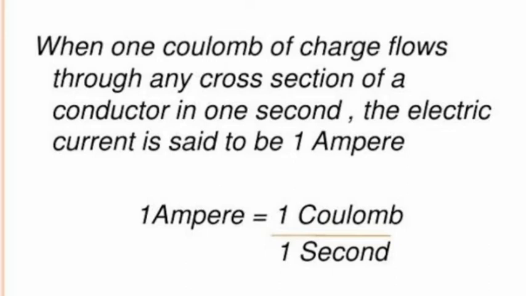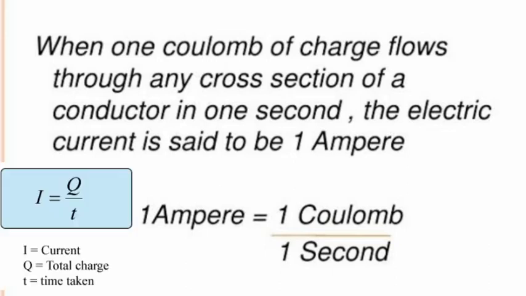We already learned the equation for electric current, I equals Q by t, the charge divided by time. In order to obtain the current as 1 ampere, the charge Q should be 1 and the time should also be 1 second. So 1 ampere equals 1 coulomb divided by 1 second. That means if 1 coulomb of charge is flowing through any cross section of a conductor in 1 second, then the current is 1 ampere.